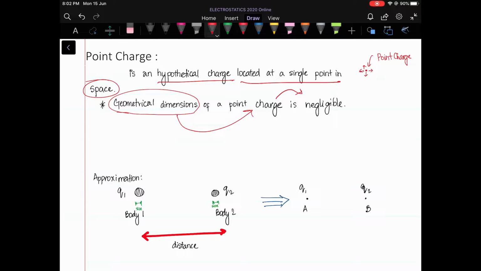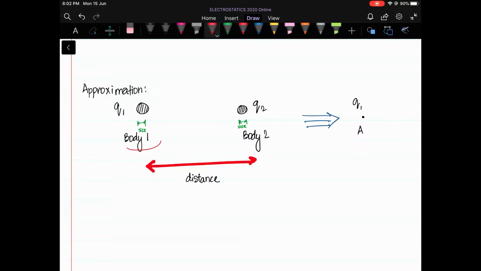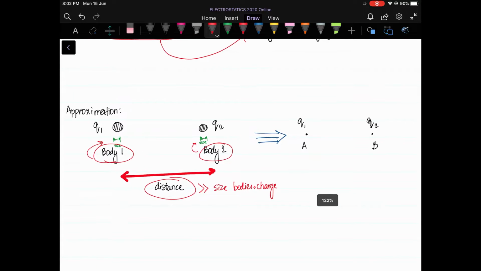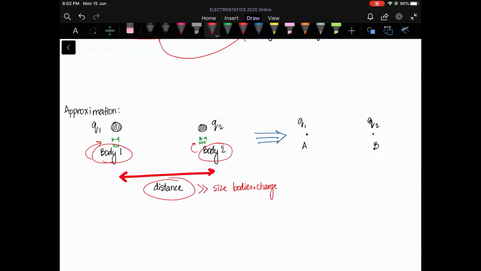Now practically speaking, a body which is charged will obviously have some dimensions. We have a body 1 and a body 2, and obviously they have some size. Now if you look at the distance between these two bodies, I have taken it to be quite big compared to their size. That means the distance is very large compared to the size of the bodies which are carrying the charge. In this case, we can take an approximation such that we can ignore the shape or size of the body and replace the charges Q1 and Q2 with points, and we can call them point charges.